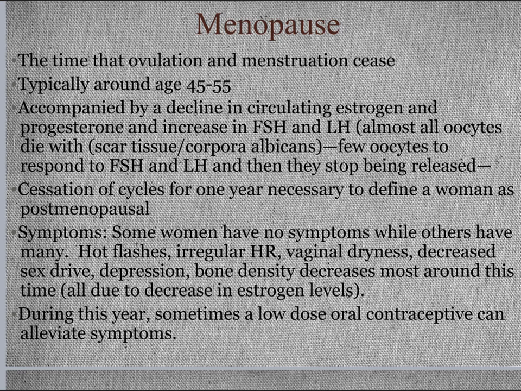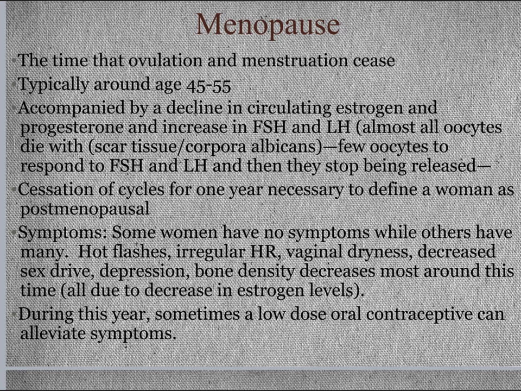Now, what happens when all those eggs that you were born with have ovulated? This is called menopause. The time that ovulation and menstruation cease is our typical definition for menopause. This age can vary, typically around the age of 45 to 55, but the age would vary greatly dependent on when that female hit puberty. The earlier the puberty, the earlier the typical onset of menopause.